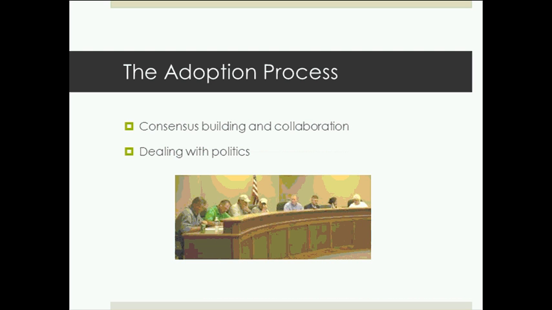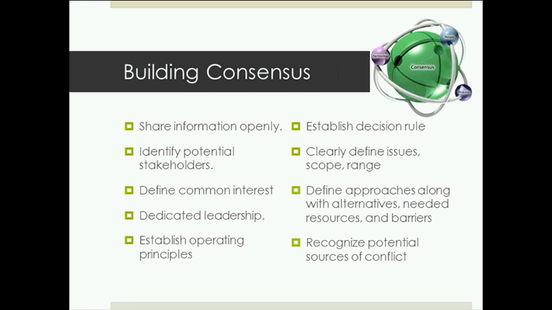The adoption process, I found probably one of the most difficult things about tree ordinances, building consensus and collaboration across the community and dealing with the politics. People feel very passionate about their trees, and a lot of times they don't understand the difficulties involved with tree protection ordinances, and a lot of builders and developers feel threatened by more and more regulation because it affects their bottom line and it makes it difficult to build their houses.